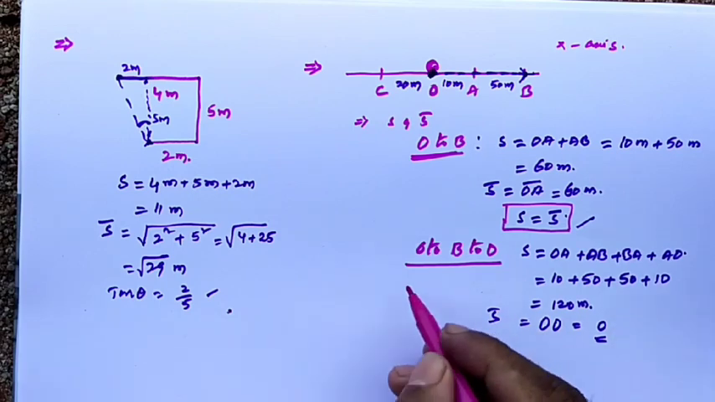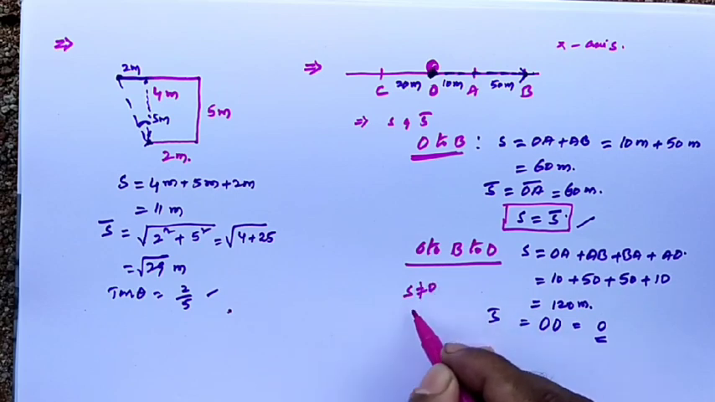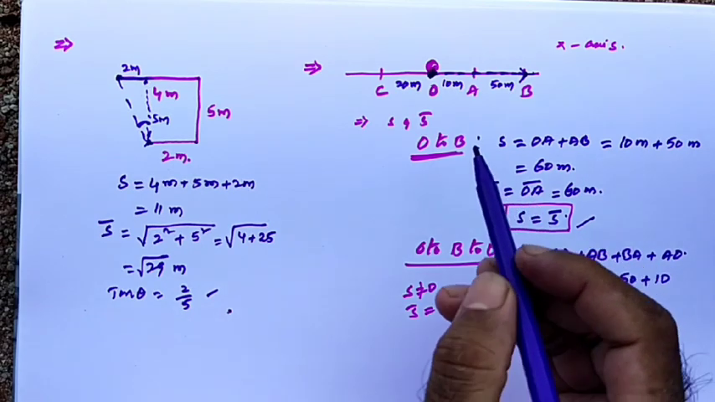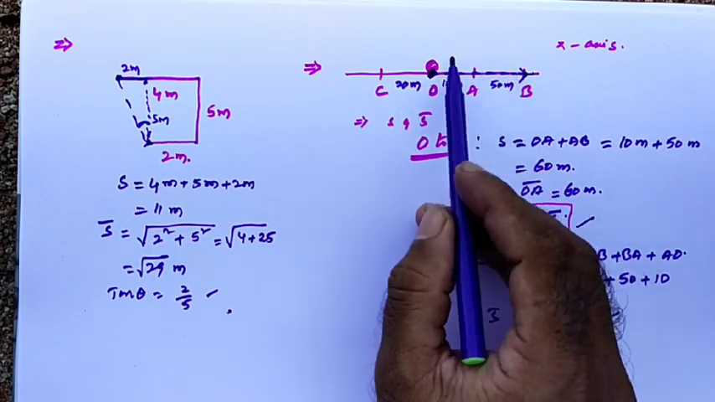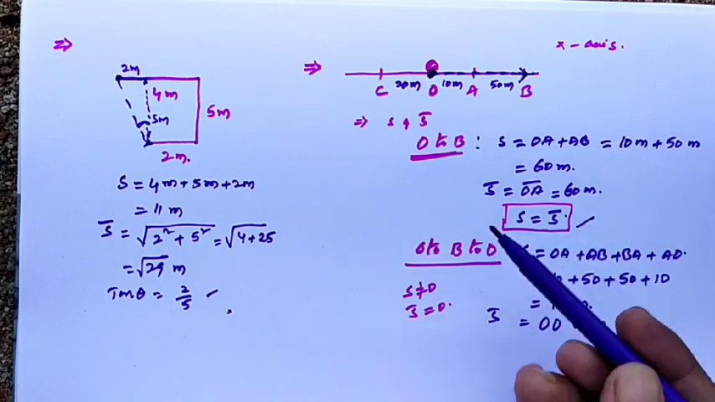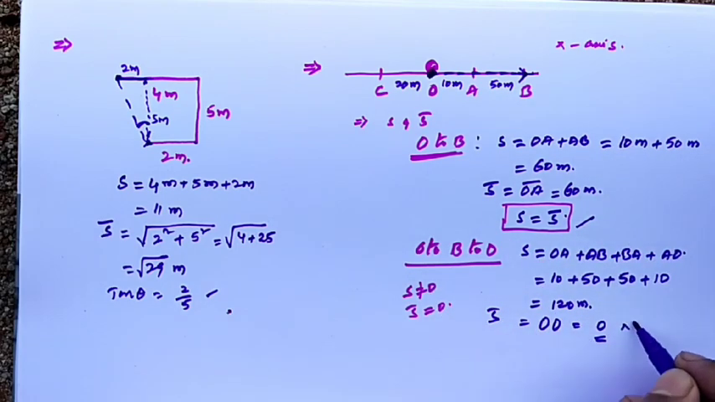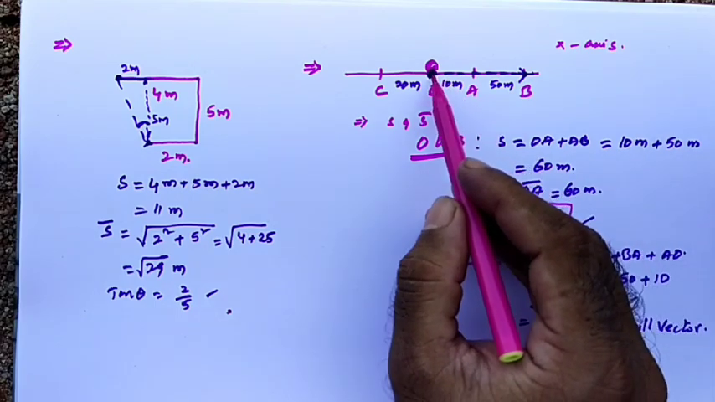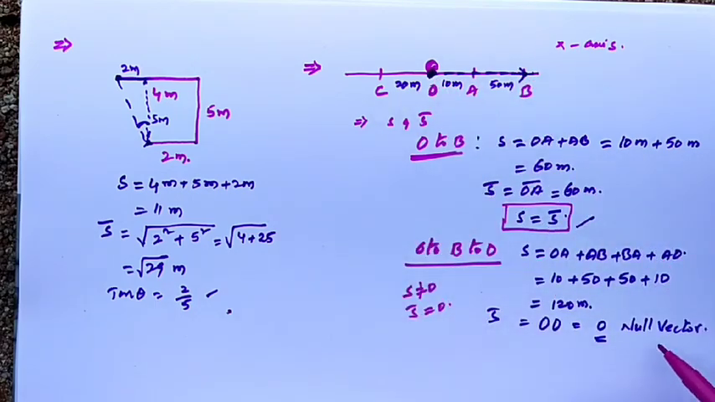You observe one point here. Here, distance is not equal to 0, but displacement is 0. Understood everyone? So displacement is 0 when the body comes back to the starting point. This is the starting point, again it returns to the starting point, so the displacement is 0. This is a null vector, or you can also call it a zero vector. So when the body comes to the starting point, the displacement is a null vector. Simply you can say.